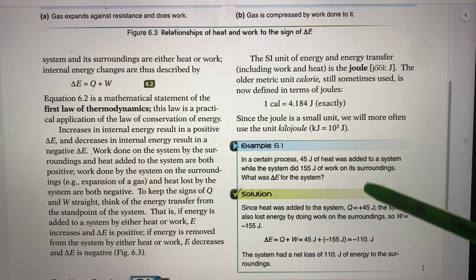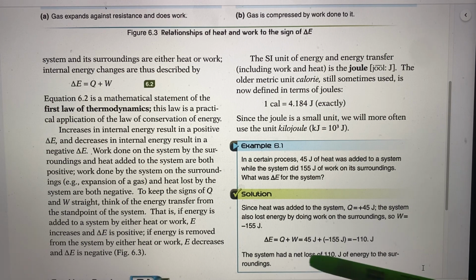The heat added to the system, 45 joules was added, we know that. And then the system also lost energy by doing work on the surroundings. So the work would be, because the work was done, they lost that energy, and it'd be negative 155 joules. It said the heat was added to the system and did work. When you do work, you lose energy, right? You're going out there doing work on something, working hard, you're losing energy, right? Work losing energy. So work is going to be negative, negative 155 joules.